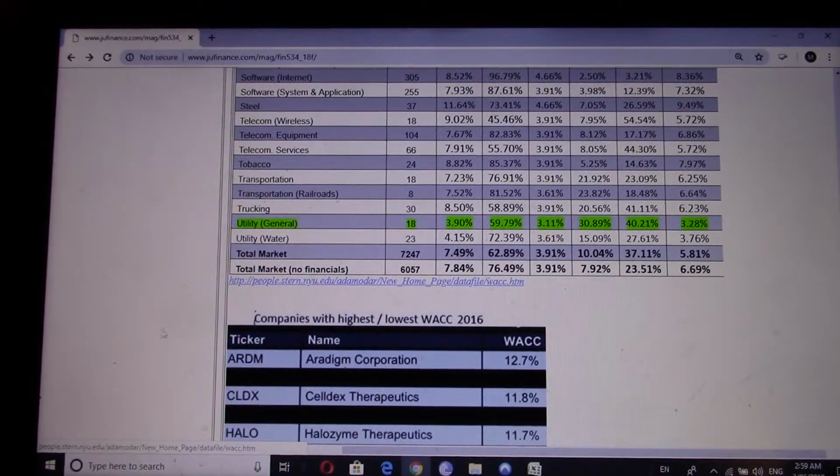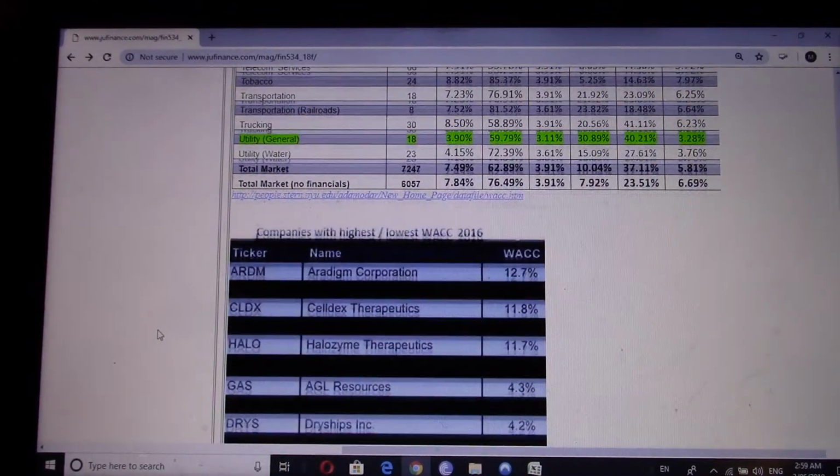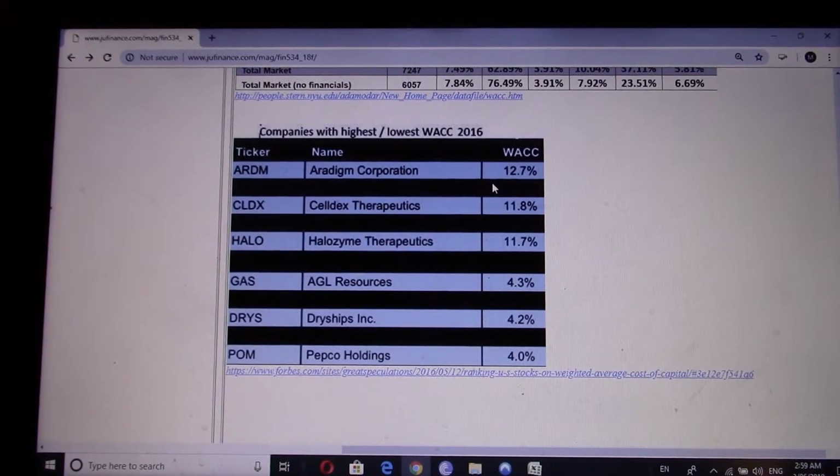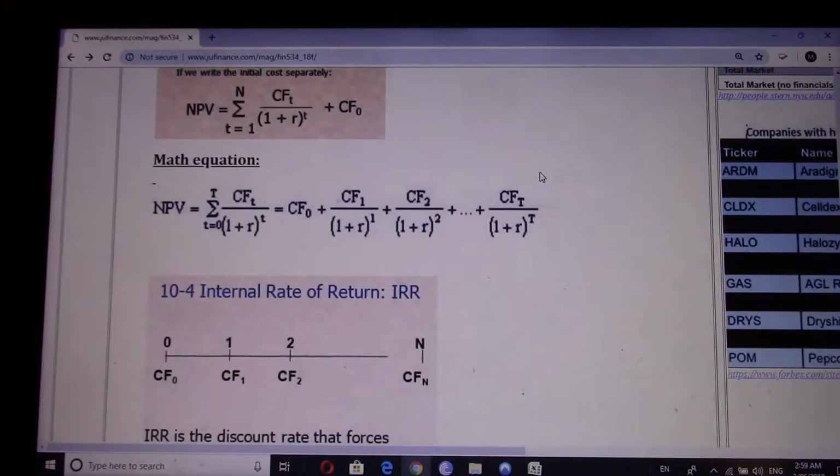Here it is. For company WACC, I have some examples here: the companies with the highest and lowest WACC of 2018. The lowest one is this company, 4%. The highest one is this company, 12.77%.